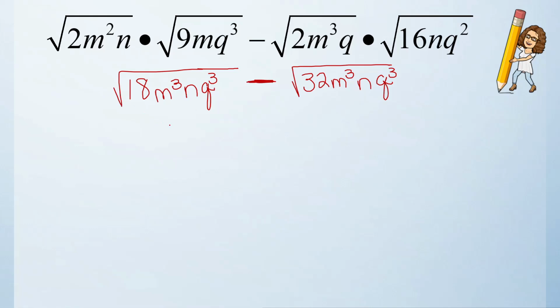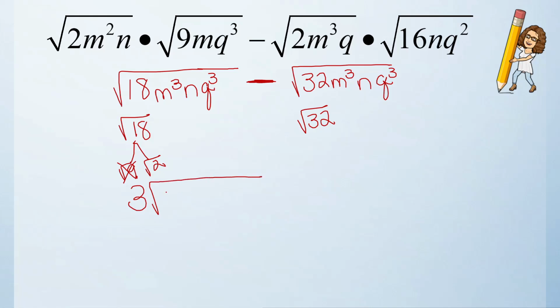Right now, I don't have like radicals, right? Because I have an 18 and a 32. The rest of my letters are 100% the same, but I need my numbers to be the same. So I'm going to simplify the square root of 18, and I'm also going to be simplifying the square root of 32. Square root of 18, I know would be 9 and 2. Square root of 9 is just 3. So I'm going to rewrite my problem here. I have 3 times 2 square root of 2m cubed nq cubed.